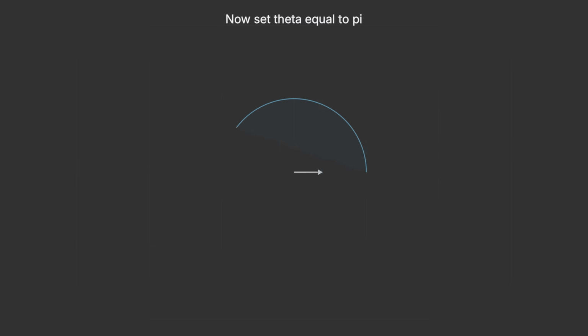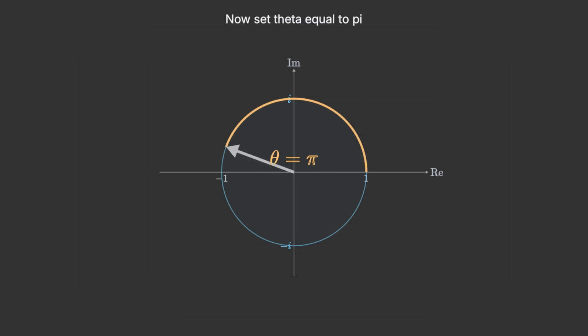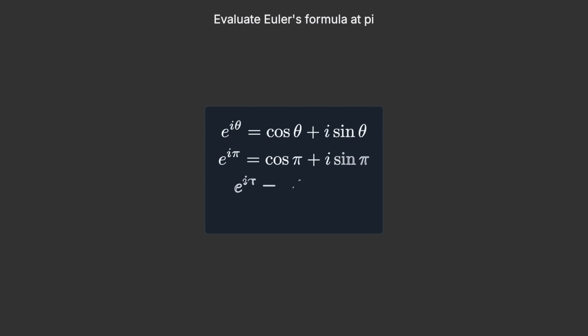Now choose theta equal to pi. That means half a turn, 180 degrees. The unit vector that started at 1 arrives at -1. Algebra says the same thing. Cosine pi is -1. Sine pi is 0. Therefore, e to the i pi equals -1.